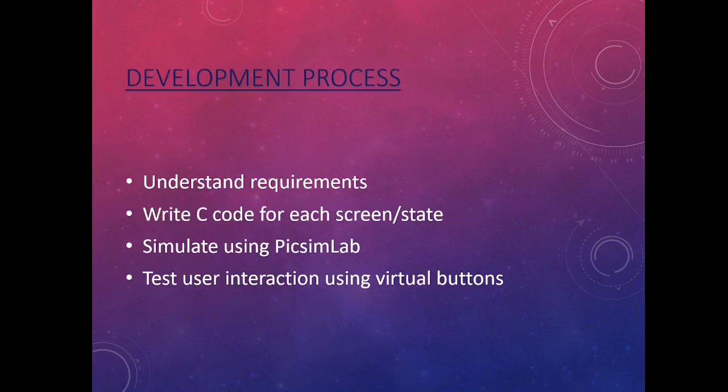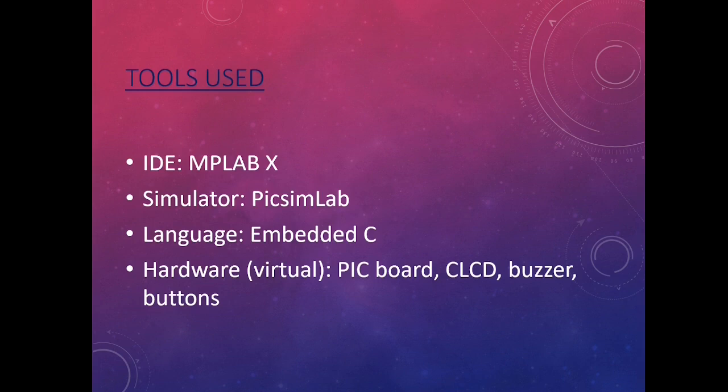Development process: understand requirements, write C code for each screen or state, simulate using PicsimLab, and test user interaction using virtual buttons. Tools used: MPLAB X IDE, and PicsimLab for simulation. The language we have used is embedded C, with virtual hardware: PIC board, CLCD, buzzer, buttons.